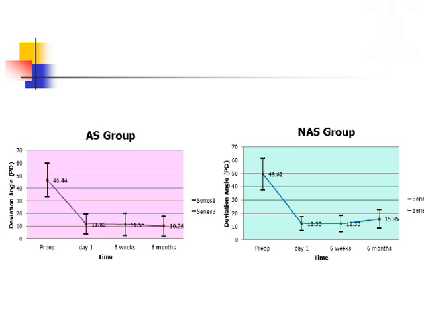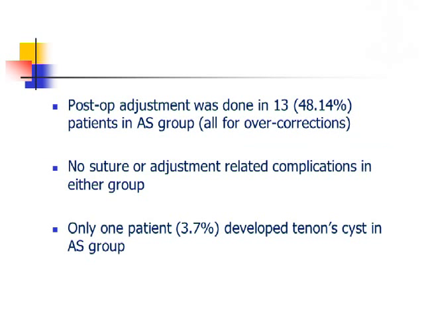These are the graphs showing angle of deviation. It is reducing in both the groups, and it is better in the AS group than in the NAS group. Post-op adjustment was done in 48.14% of patients in the AS group. All were done for overcorrection. There was no suture or adjustment related complication in either group. There was only one patient who developed a tenon cyst in the AS group.